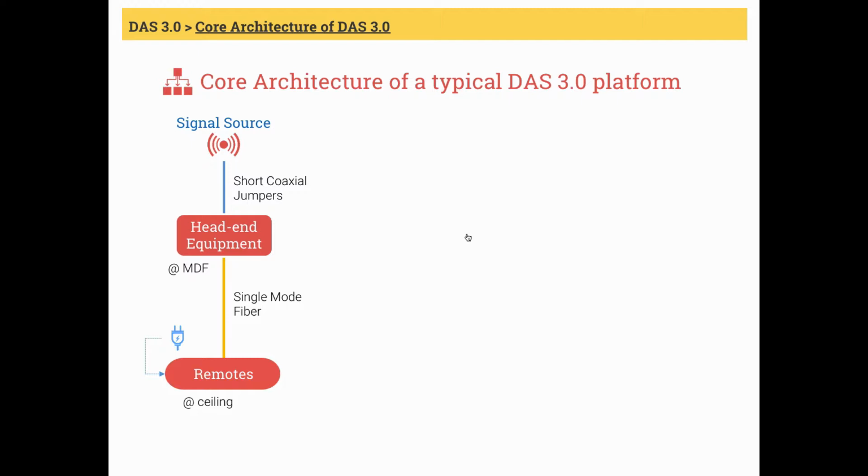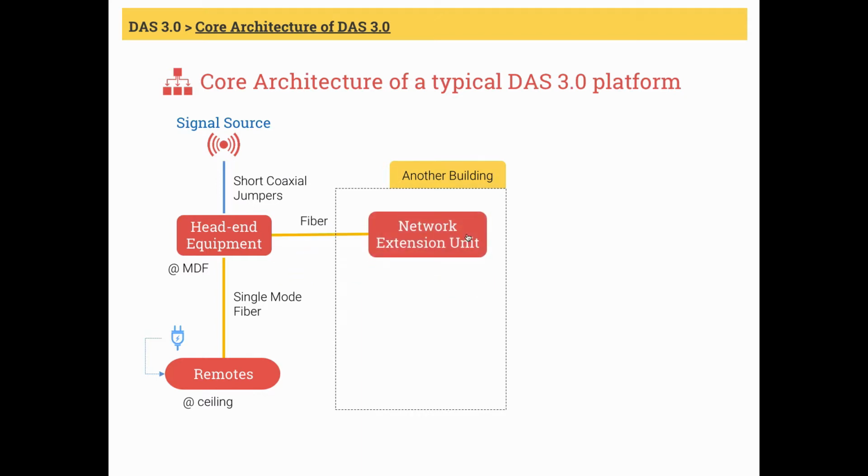Here in this line diagram, I'm showing only one remote, but in most cases, there will be multiple remotes. Fiber will be single-mode fiber in pretty much all DAS 3.0 platforms. If you have another building that you will have to cover, you can run one or two strands of single-mode fiber from the head-end electronics at the MDF to a network expansion unit, which may be rack-mounted in this building's MDF closet. Now you can replicate the architecture of the first building, basically run fiber to multiple remotes throughout the building to achieve your coverage goal.